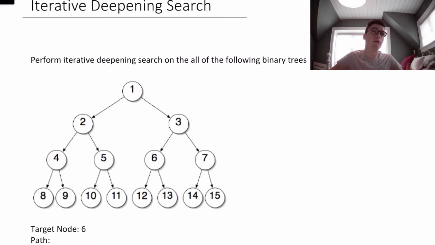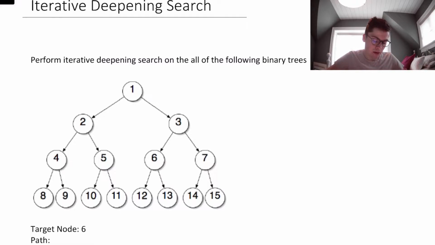Today I'm going to cover iterative deepening search. It's an uninformed search that shows up a lot in AI, so I thought I'd cover it. It's a variation on depth first search, so once I cover it, you'll see the similarities there. So I'm just going to cover one very basic binary tree that's labeled 1 to 15, and then I'm going to cover a more unique example.